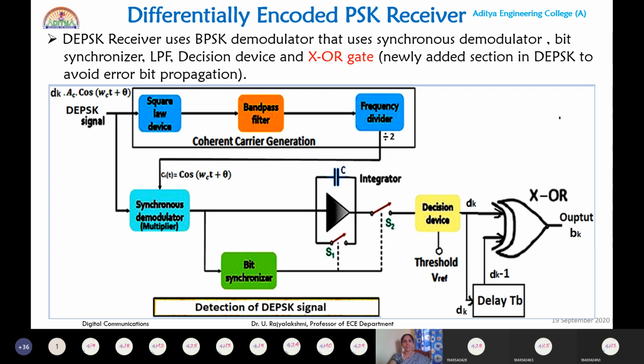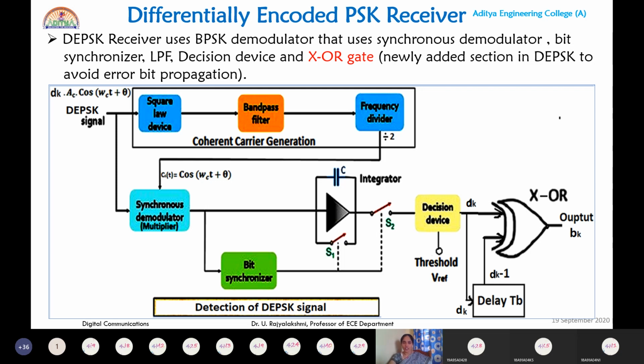dk is the output of the differential encoder. So from the output of the decision device, you can obtain the unipolar encoded sequence, but you should get the original transmitted sequence. dk is the output obtained from the differential encoder, not the transmitted signal. So to recover the transmitted signal bk, dk is compared with dk minus 1.